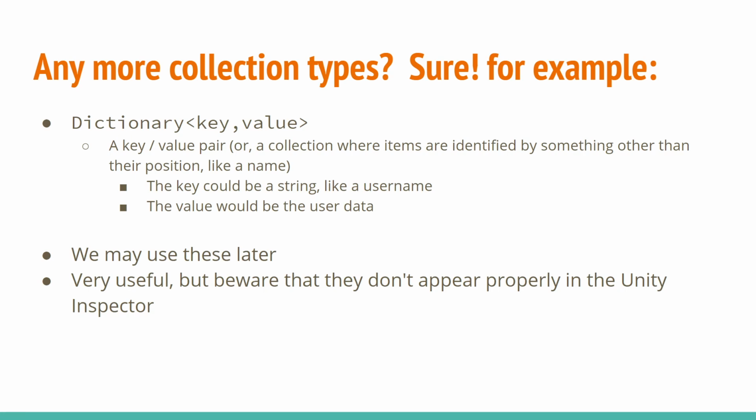Key could be a string like a username or a really cool book name, that sort of thing. The value is the user data. We haven't wound up using them for much stuff. It is useful though, but be aware they used to not appear properly. I think that's fixed now.